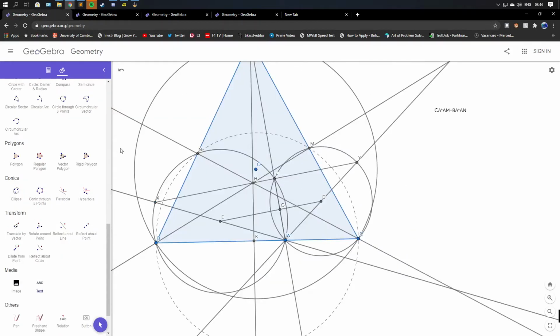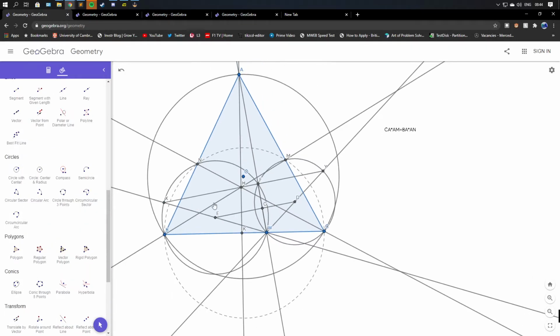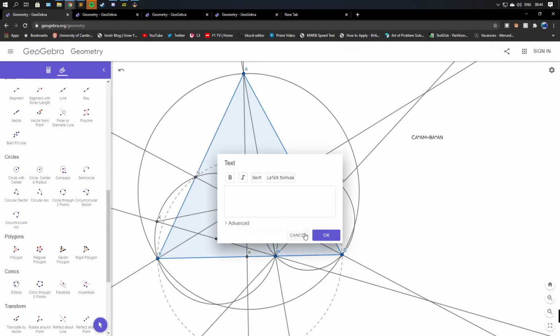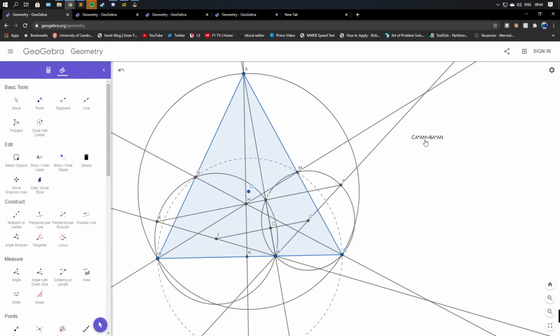So going back to this, let's see how that's applicable. So we look here, and we get that CA times AM is equal to BA times AN. However, we also know that A lies on the, so I could put it this way, the power of point A with respect to this dashed circle here is this value here.